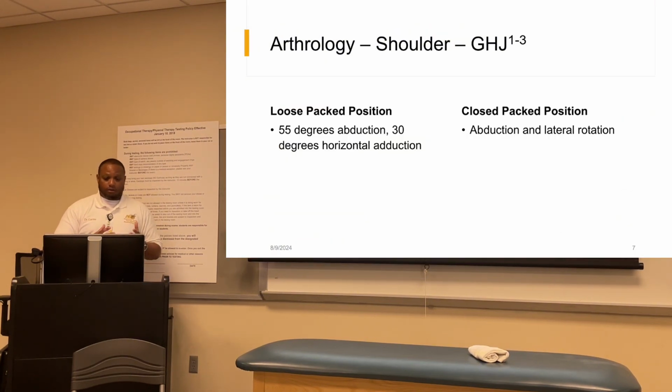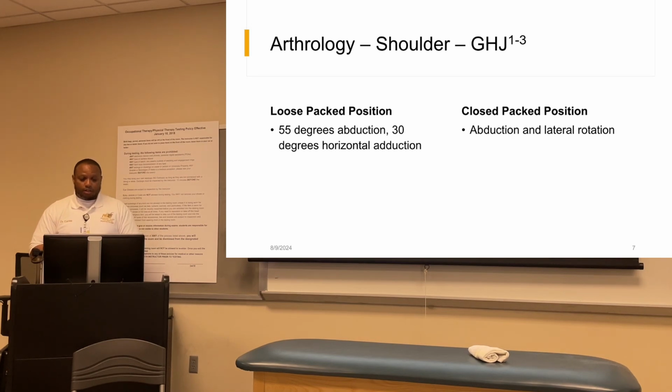Again, we have the loose pack position and the closed pack position of the GH joint. Loose pack position is about 55 degrees of abduction and 30 degrees of horizontal adduction. For the closed pack position, the person is typically in abduction and external rotation. Some texts will show full abduction with full external rotation.